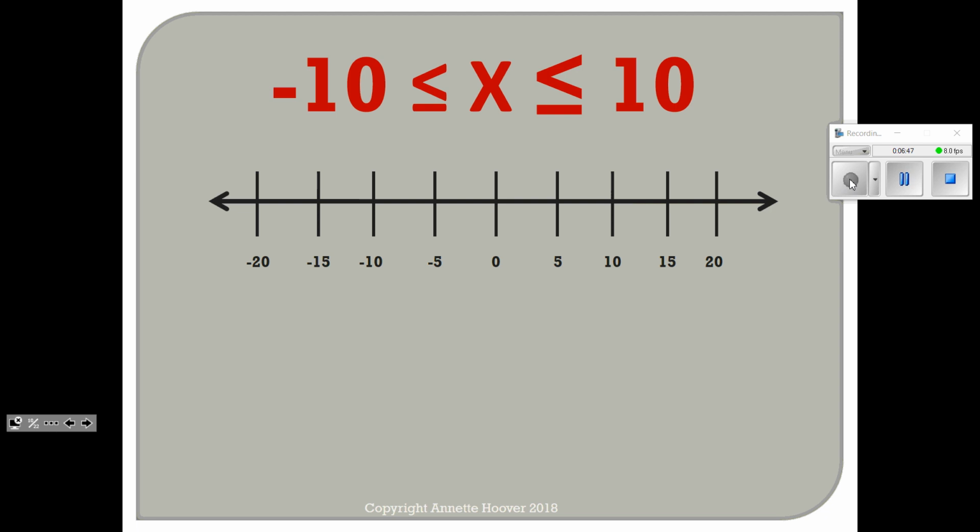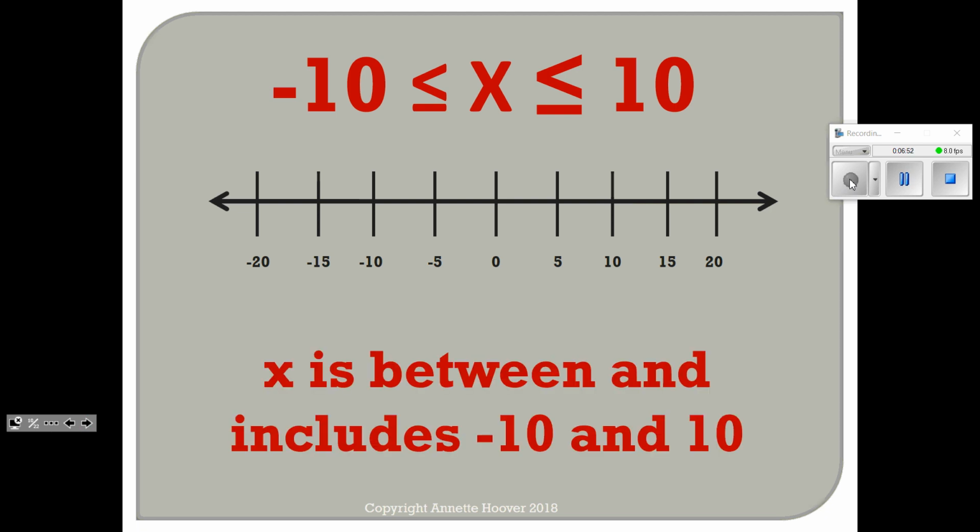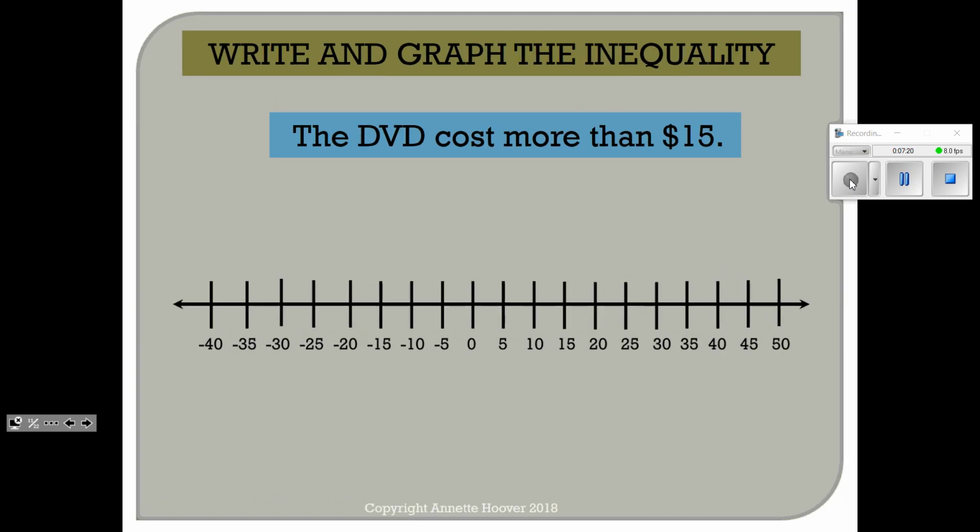Okay, this is the same thing except for the equal sign. You could either read it that x is between and includes negative 10 and 10, or you could start here and read this way and say x is greater than or equal to negative 10, and start here and read this way, x is less than or equal to 10. But because the variable is nestled in between those two numbers, we know it's in between or equal to, so we have the filled-in dots with a line that connects because it's in between those two numbers.